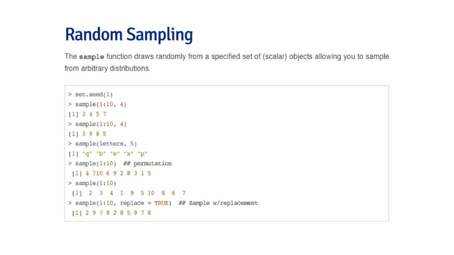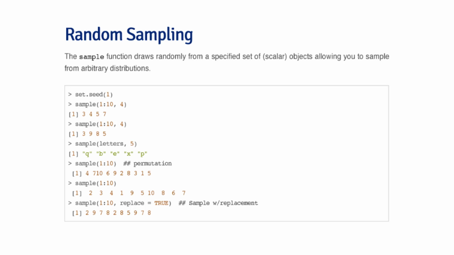So here for example, I am going to sample from the integers 1 to 10. So I pass the vector of integers 1 through 10 and I tell it that I want to sample randomly 4 of them without replacement. So I'm just choosing 4 random entries from 1 to 10, and here I get 3, 4, 5, 7. If I do it again, I get 3, 9, 8, 5. So in this example, I won't get repeated numbers because I'm not sampling with replacement.